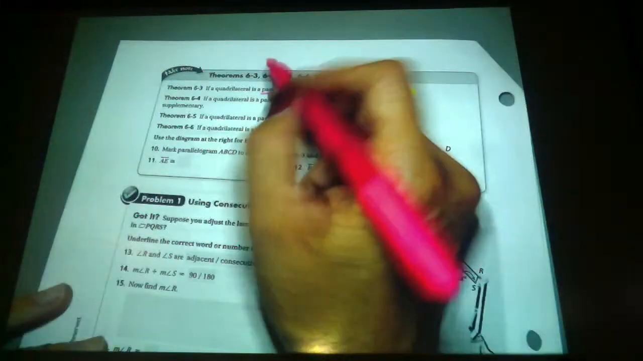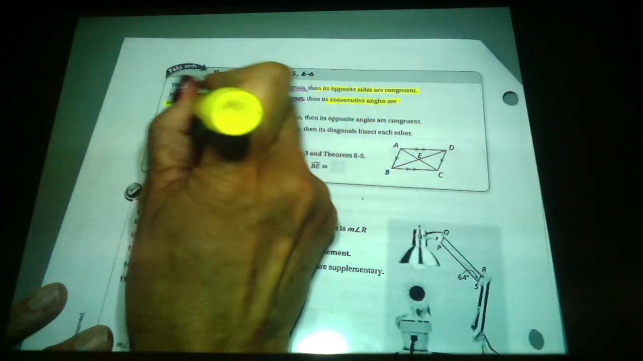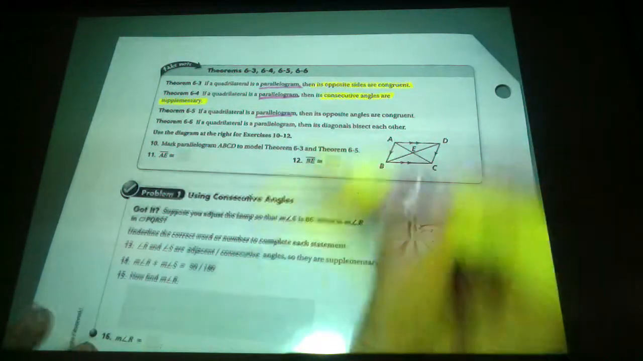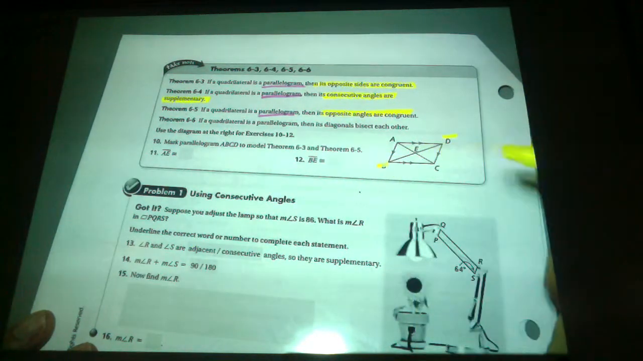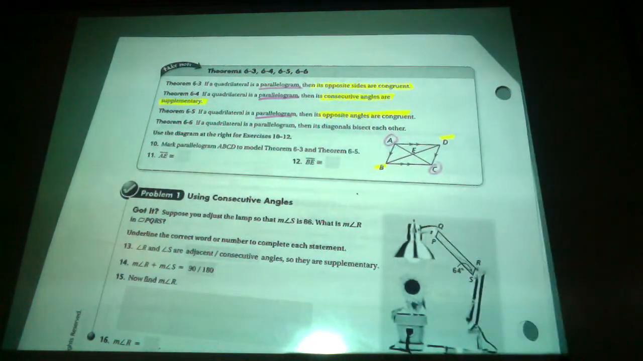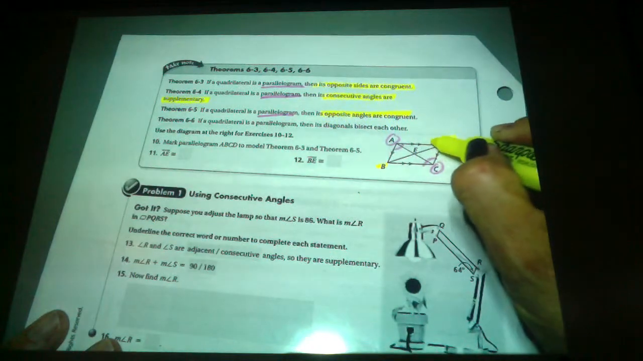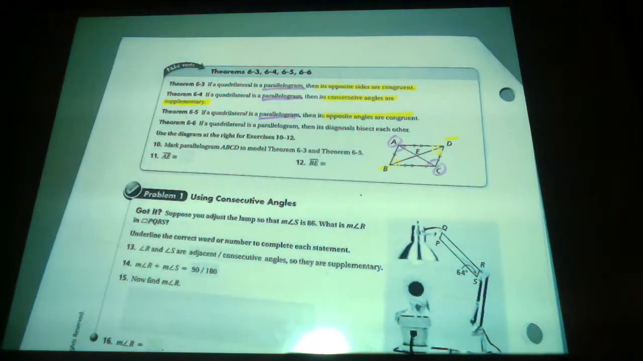If it is a parallelogram, then consecutive angles, one right after the other, are supplementary. They're not equal, they're supplementary. What is equal on a parallelogram would be opposite angles. Opposite angles on a parallelogram would be angle D and B, or angle A and C. Those are opposite angles. So I know that the whole angle from here to here, those are equal.